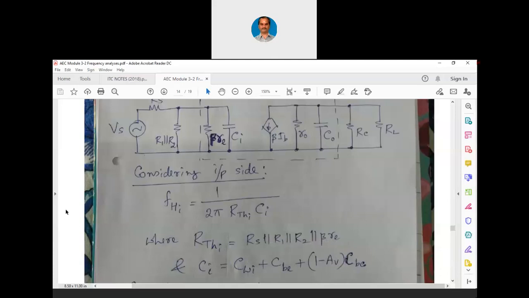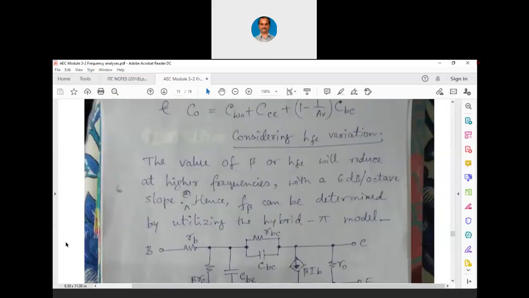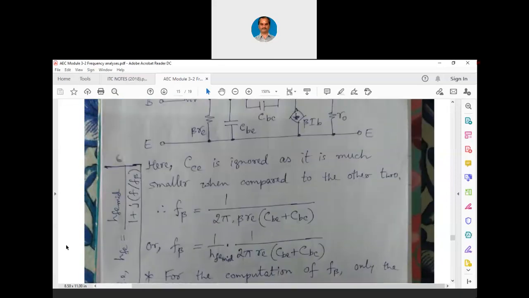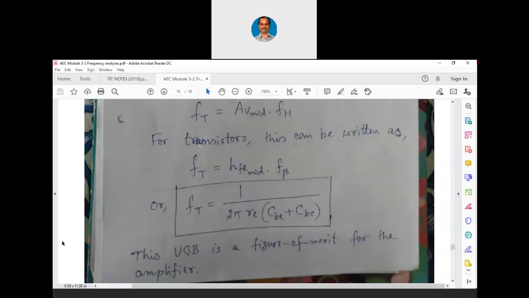Beta RE was also found out at that time. And CI is CWI plus CBE plus 1 minus AV into CBC. This is the Miller capacitance counterpart at the input. So remember this equation. Again, output side we have FHO, that is 1 over 2 pi into RTHO into CO, where RTHO is again RC parallel with RL parallel with small r naught. And CO is CWO, that means wiring capacitance at the output, plus CCE plus 1 minus 1 by AV into CBC. Now for F beta, we have this expression, that is 1 over HFE mid into 1 over 2 pi into small re into CBE plus CBC. And finally for FT, we have this expression, that is 1 over 2 pi small re into CBE plus CBC.